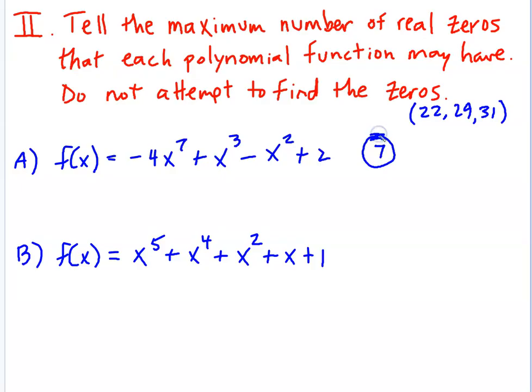All we want to know is big picture, what's the possible number, maximum number of real zeros, and you don't have to actually find them. So basically just identify the degree. So for letter B, that's going to be 5, and you'll just zip through those 3 problems very quickly.